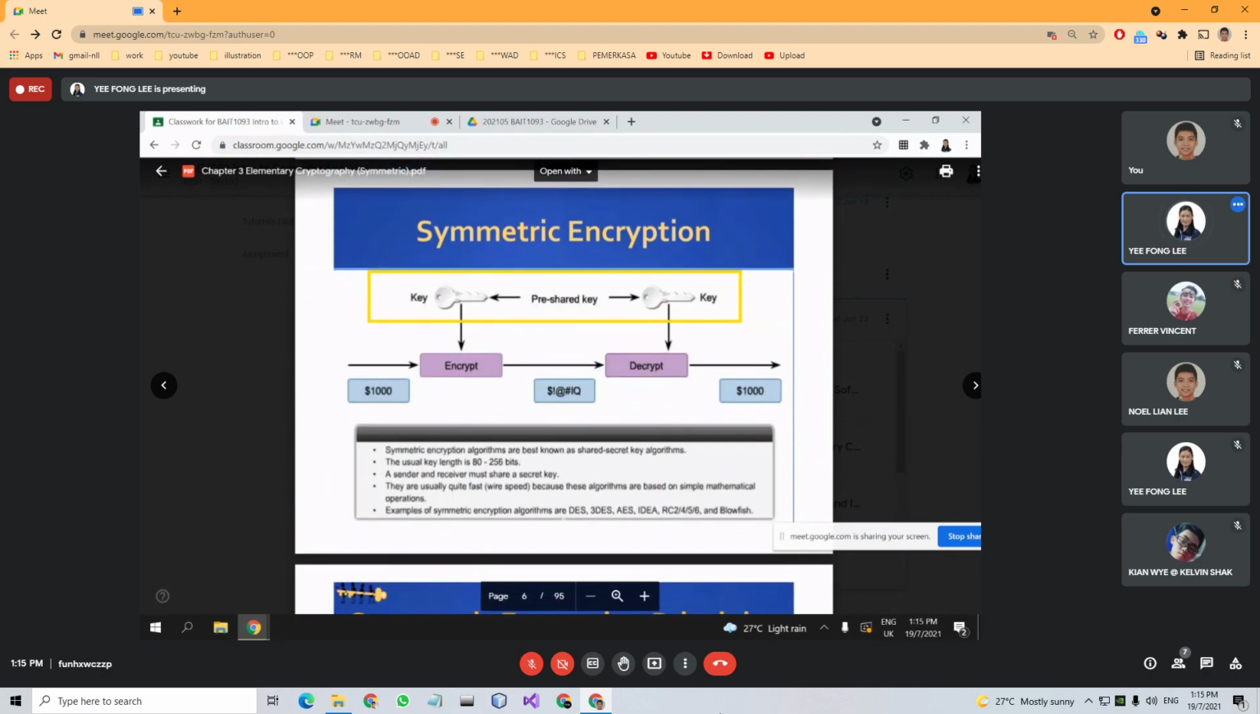Okay, look at the next page here. Up to here, any question at the moment? No. At the moment, no, because it is still the introduction.